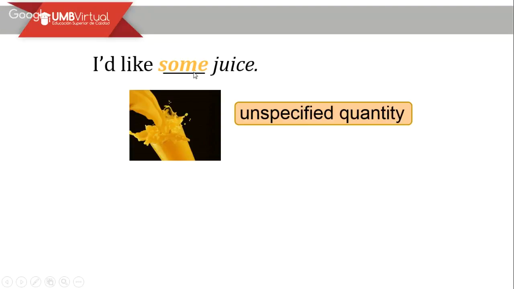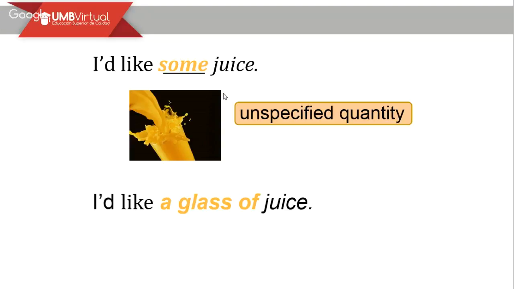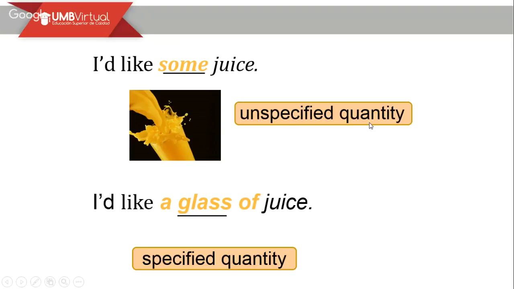In this case, some means unspecified quantity because we don't know how much of the object is being counted. It is different if we use a measure like a glass. We can count the glasses of juice, but we cannot count the juice. So juice by itself is uncountable and glasses of juice is countable. Unspecified quantity and specified quantity.